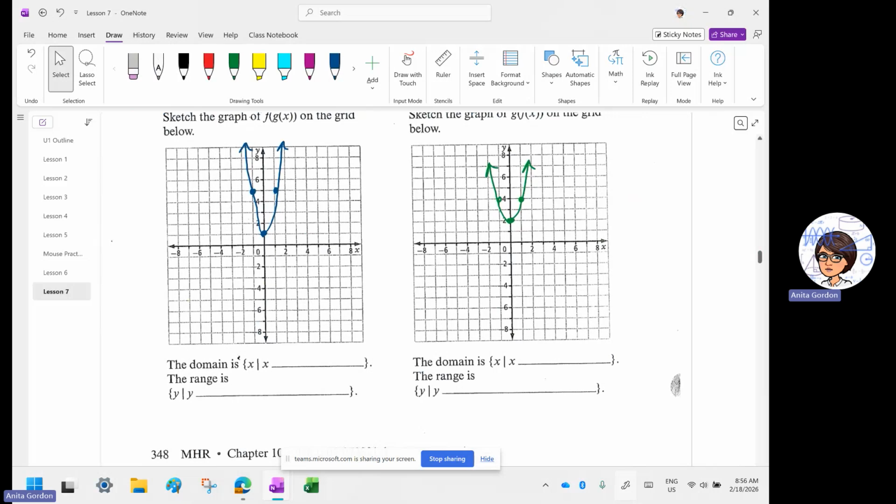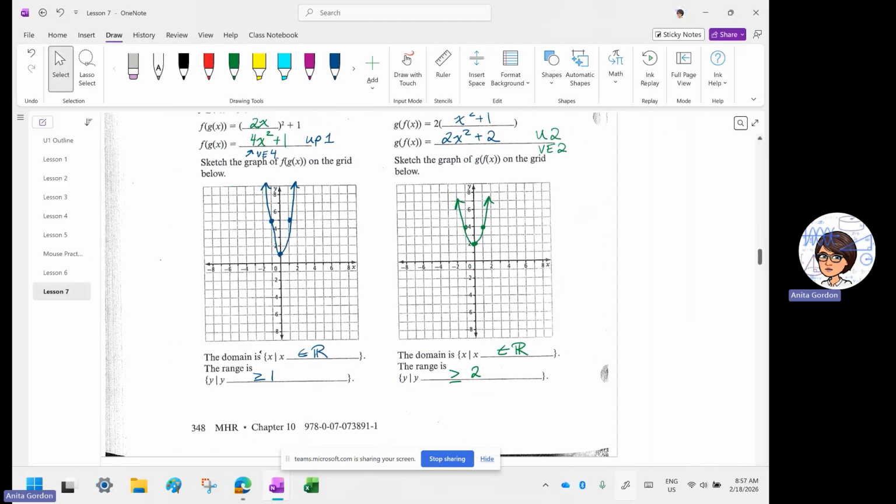For a parabola going left and right forever and ever, the domain is all reals. And our range for the first one would be greater than or equal to 1. Wow, that bell is really ringing today. All right, for the green one, we have, again, all reals going left and right forever. The range now greater than or equal to 2. So slightly different pictures.